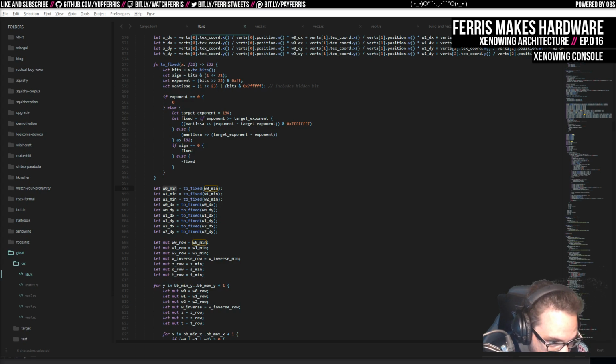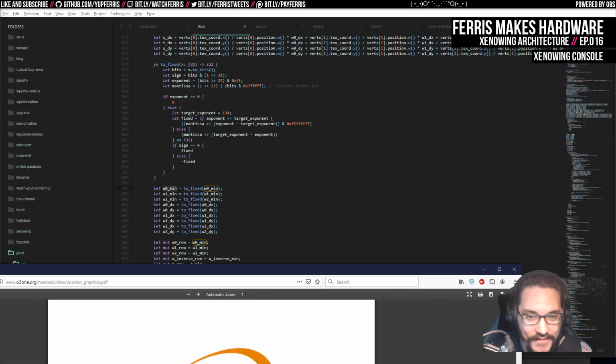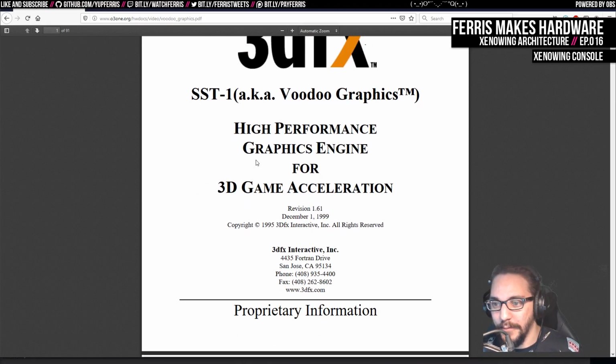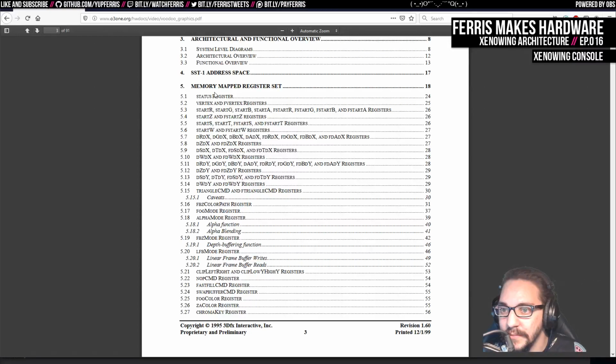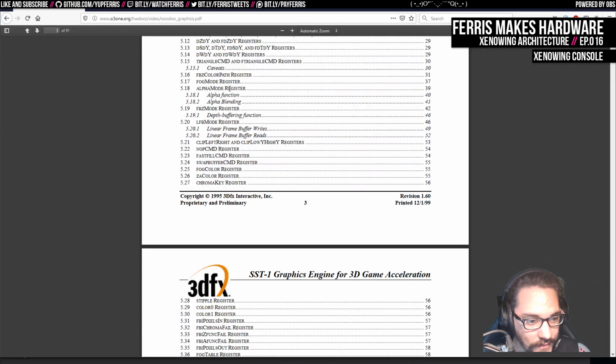Voodoo One specification. I bet I can find this. Even just knowing some of the representations that were used for some of these, I think is really... Yeah, here we go. The SST1. This is the document I was looking for. High Performance Graphics Engine for 3D Game Acceleration. December 1st, 1999. So this is actually quite late in this. Yeah, news on Evil as well, definitely.